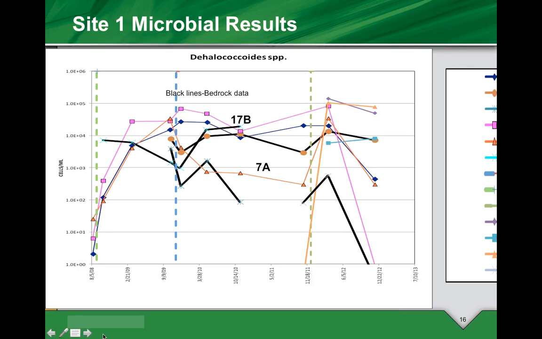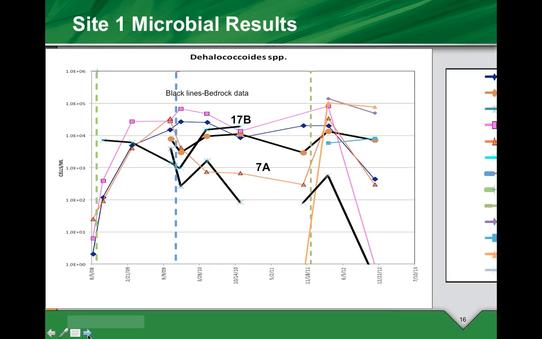The microbial results that I'll be showing you are different from these geochemical data graphs in that there are both some bedrock data and some overburden data, that you will see on the next slide 16. And so what are presented here are the Dehalococcoides population numbers in cells per mL. And as I had mentioned in one of the earlier slides, our initial characterization of the site showed that while it was present, it was low numbers.